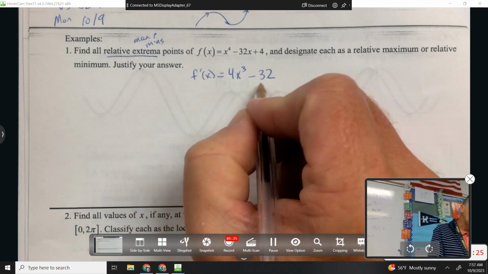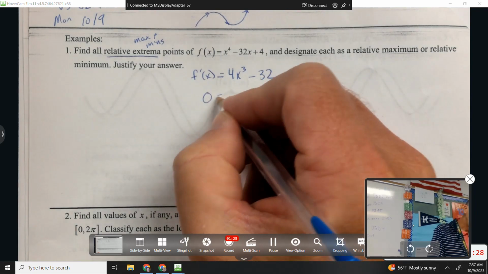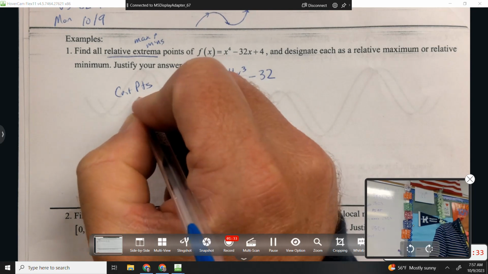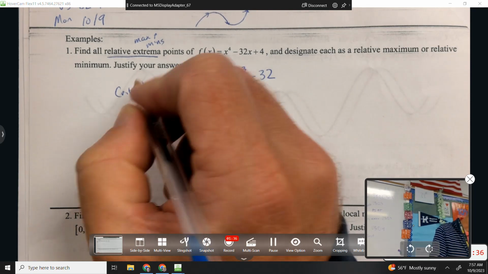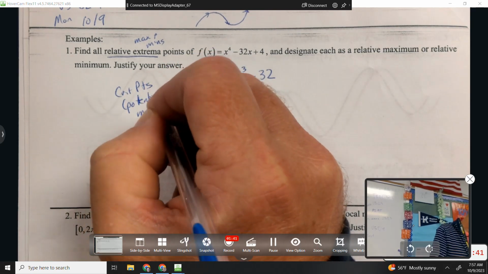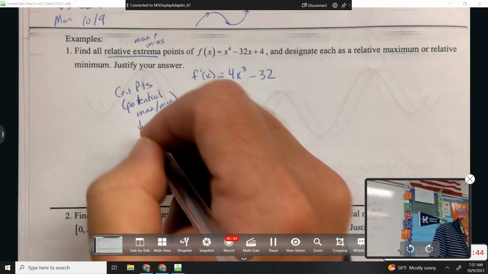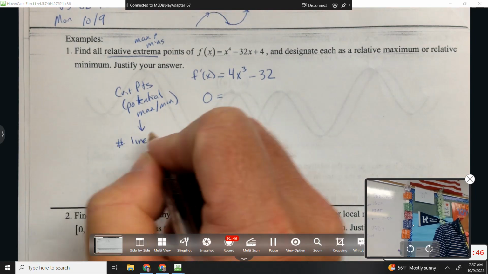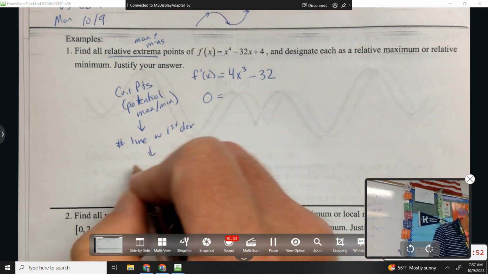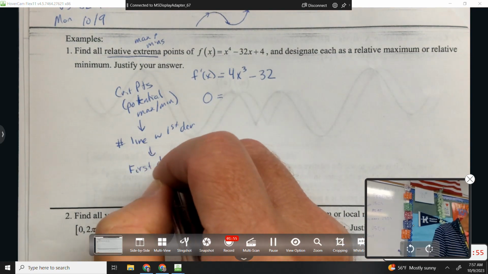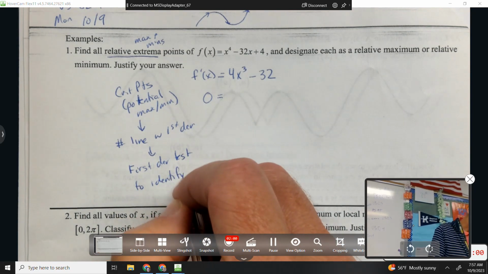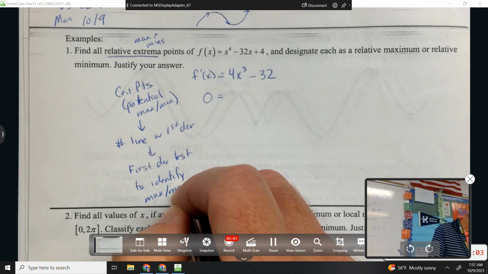Let's see. So I want to know where that's 0. Because critical points, you know what, let's back up. Let's think big picture here. Critical points tell us the potential max and min. And then we'll put those on a number line with the first derivative, and then use the first derivative test to identify maximums and minimums.